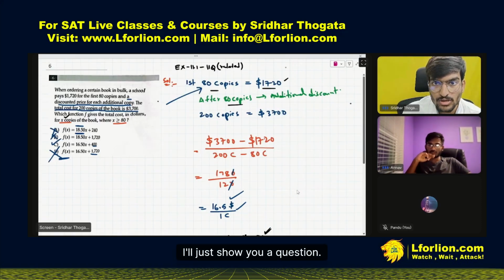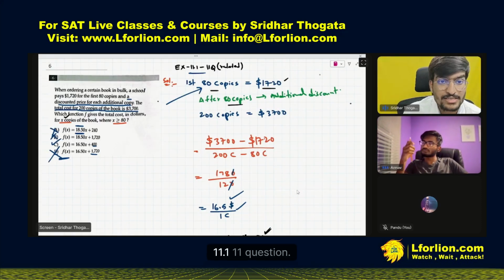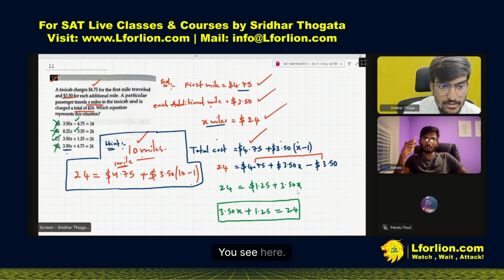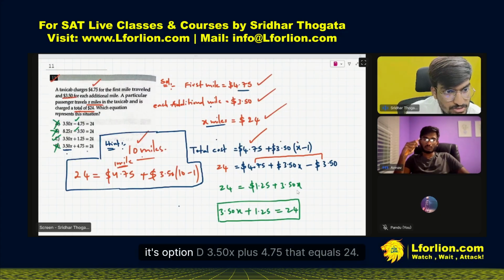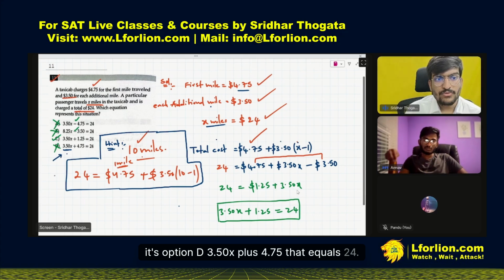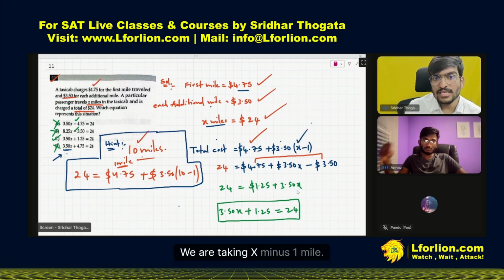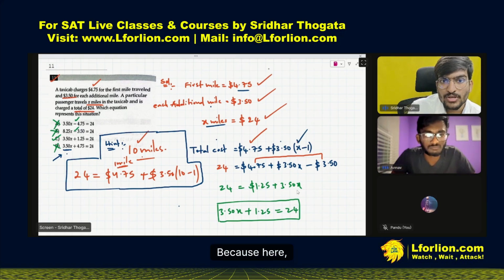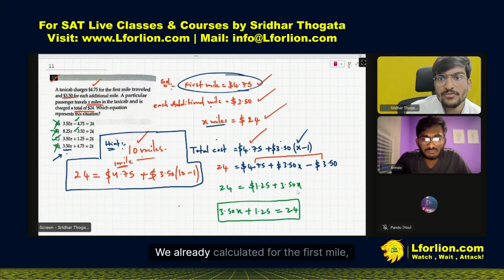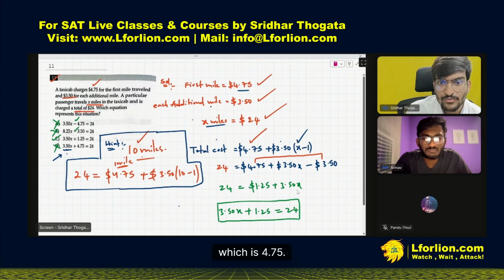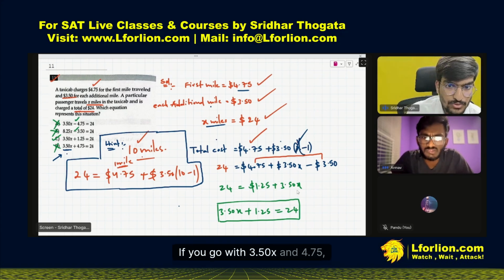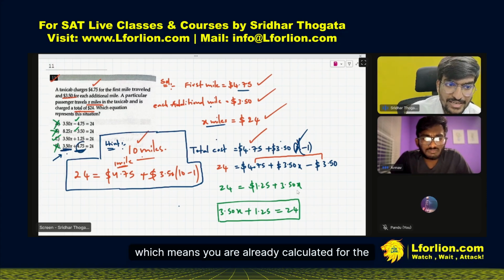I'll just show you a question. Wait. Example, exercise 11.1, 11th question. I'll take you there. You see here also you thought it's option D, 3.50x plus 4.75, but it is not like that. Here it's the same. We are taking x minus 1 mile. Why? Because here the first mile is this much. We already calculated for the first mile, which is 4.75. If you multiply it with x here and go with 3.50x and 4.75, it means you have already calculated for the first mile.